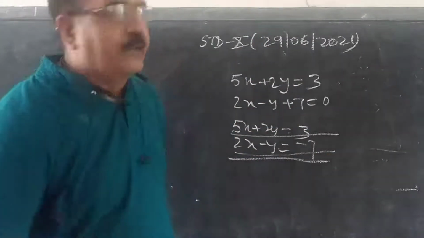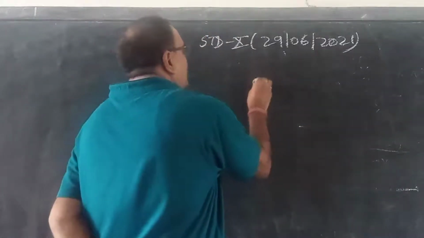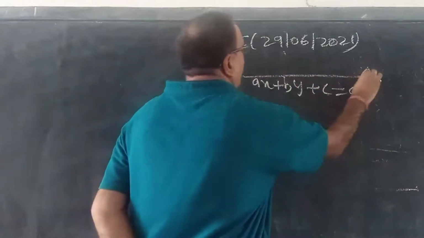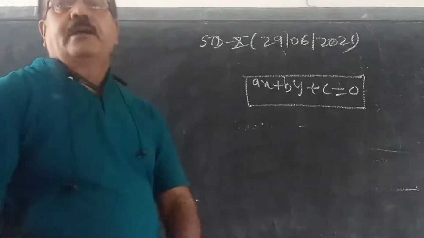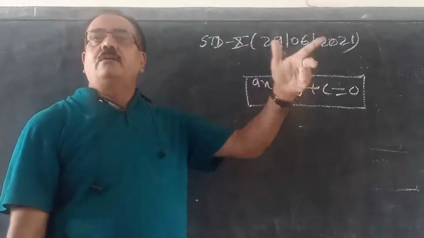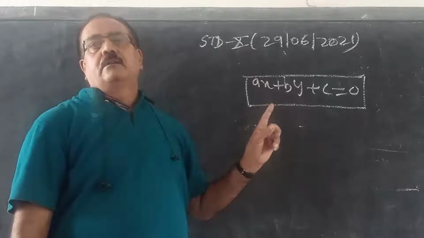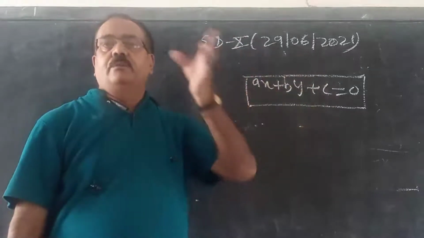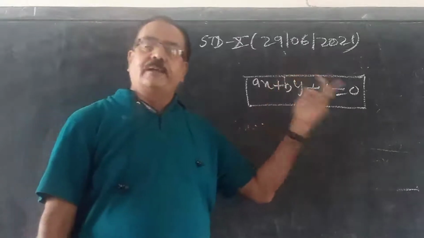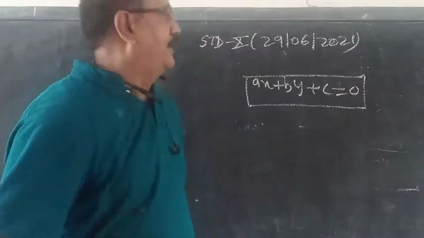So we can write the general form of the equation of a straight line. That is ax plus by plus c is equal to 0. It always represents an equation of a straight line, whatever the sign, plus or minus, where a, b, c are constants and x and y are variables. What is ABC? ABC are constants and x and y are variables. This is to recognize the equation of a straight line.